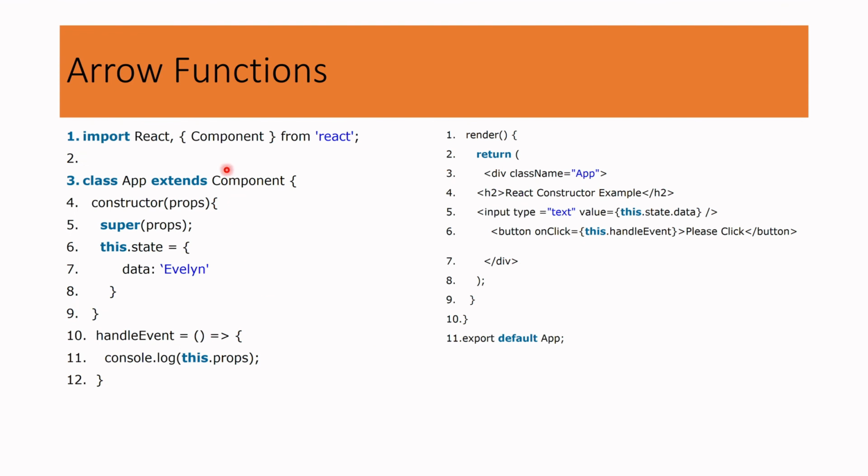So let's understand from here. We have to import first, and then we have a class component App, and inside that we are going to write the constructor. Then we are passing super props, and then we are setting the state, and then we have the handle event. In the render side, we are writing one div tag, then an h2 tag, then we are taking one input, setting the state with this.state.data, and on click we are calling this handle event. The handle event will get called, and if we have any data inside the input tag, it will display, right? We are assigning directly through the arrow function.